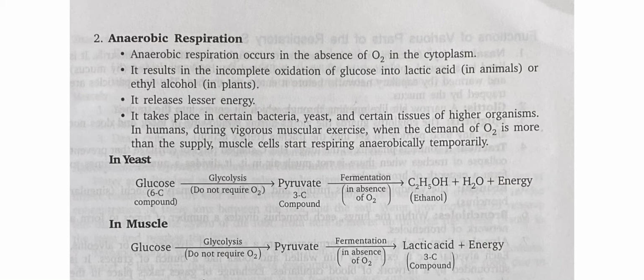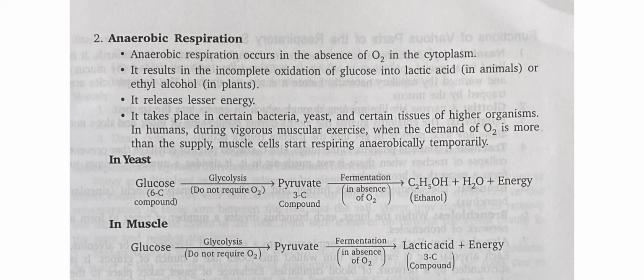So if we do exercise vigorously, the demand of oxygen is more than the supply of oxygen. So muscle cells will start respiring anaerobically temporarily. Let us see how this takes place in yeast and in muscle cells. Yeast is a lower organism. It does not require much energy. So its requirement is completed by the small amount of energy which is produced during anaerobic respiration.